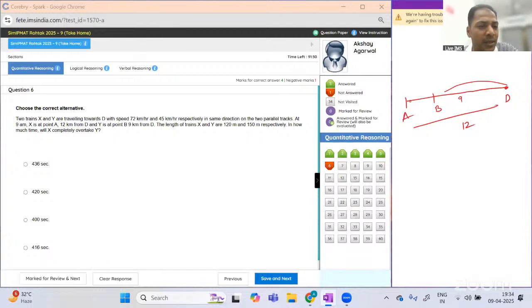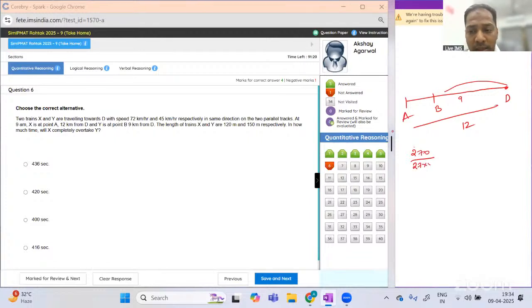Why was this information even required for me? 120 and 150, the overtake would require 270 meters at relative speed, that is 72 minus 45, 27. 27 into 5 by 18. 27 goes 10 times, 10, 5 goes 2 times, that's 36 seconds. Something missed, something wrong.